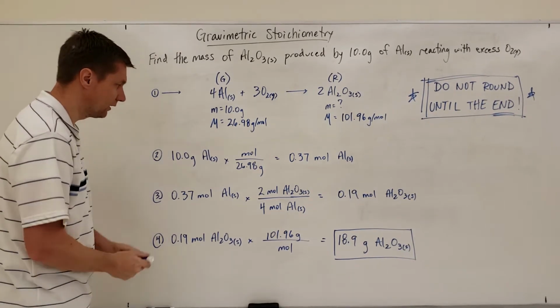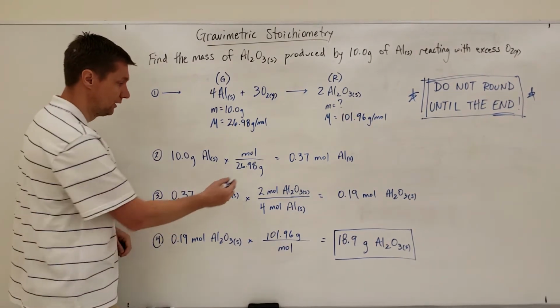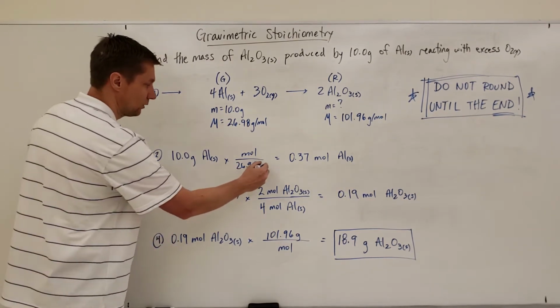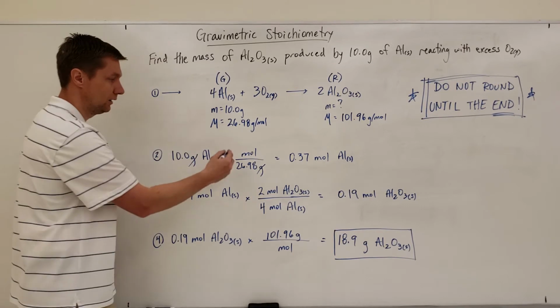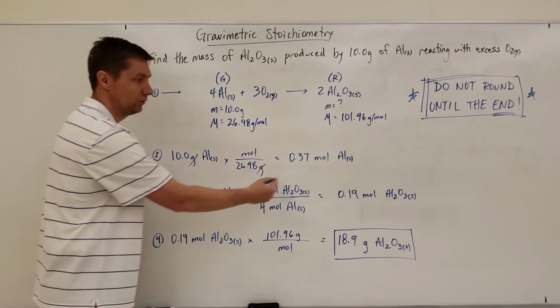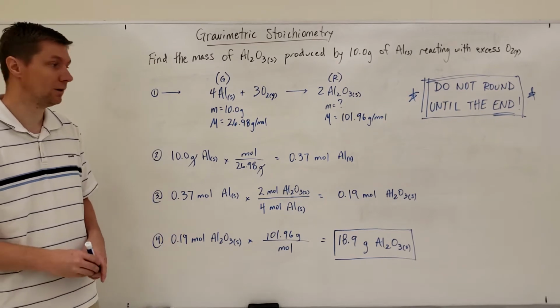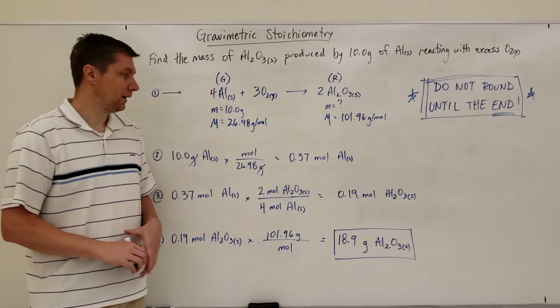And you can see here, all I'm doing is unit analysis. So I put the 26.98 grams on the bottom, and that's because I want these grams to cancel out. And you can see I'm left with moles of aluminum here. And so I plug that into my calculator, and I get 0.37 moles of aluminum.